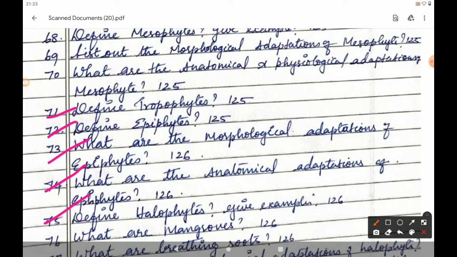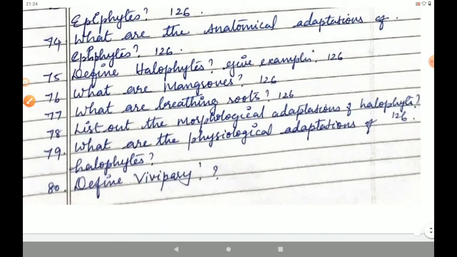Then question number 75. Define halophyte. Give example. Page number 126. Halophytes are special type of plants which grow on soil with a high concentration of salt. Example, Rhizophora, Avicennia, Sonneratia. Any one of the examples you can write. The next question is, what are mangroves? Answer is given in page number 126.